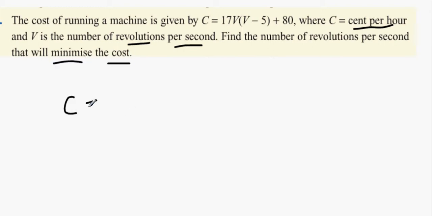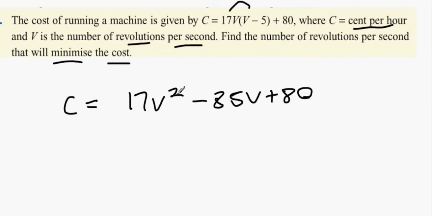Well, if I was to multiply this out, what I'm going to get is 17v squared minus 5 times 17, which is 85v, plus 80. Now, what I can tell you about this graph right here is it has a positive v squared, which means it's a U-shaped graph, and it means it has a minimum point. To find this minimum point, we get dC/dv.